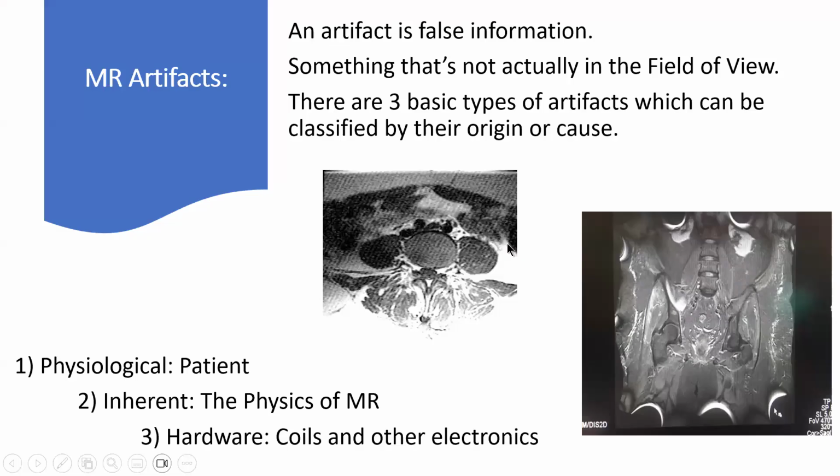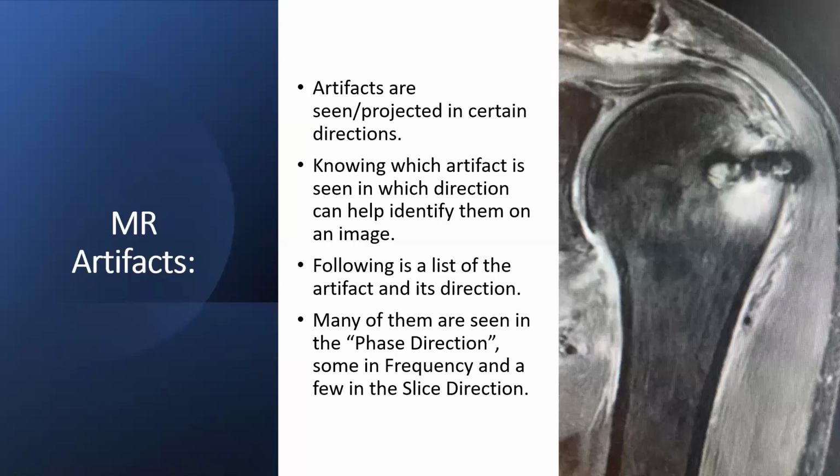Okay, artifacts, real quick. So artifacts are nothing more than false information in your image. There's multiple sources of artifacts. Either it comes from the patient, it can come from the physics of MRI, or it can come from our electronics. So mostly what they're going to probably do is show you an image and say, what kind of artifact is that? Okay.